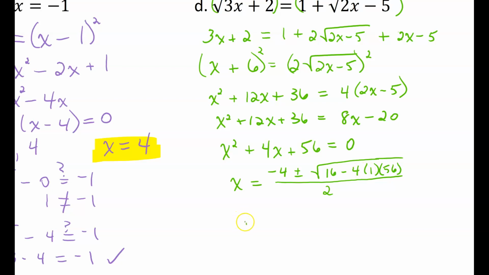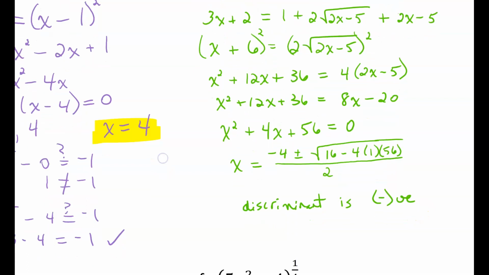All right. So the discriminant is negative. And as we recall, a negative discriminant means that we have two imaginary solutions. So we're not going to continue with this. We're just going to say no real solutions.